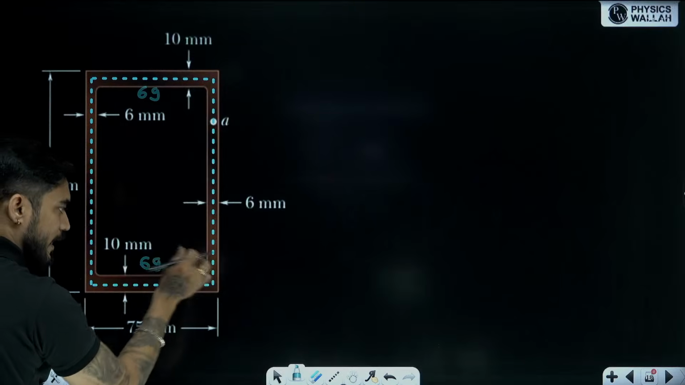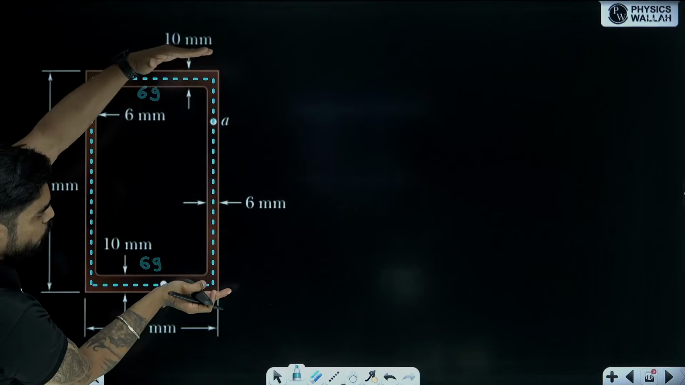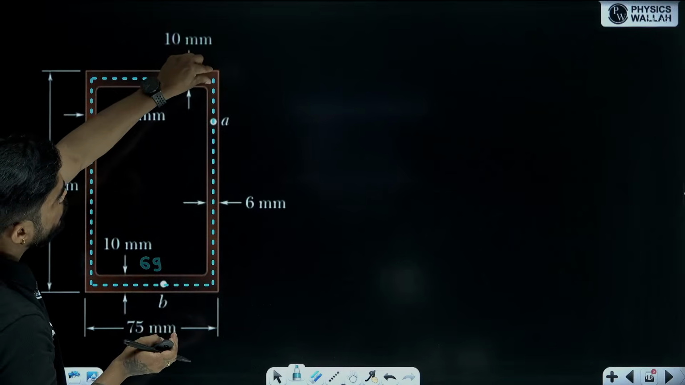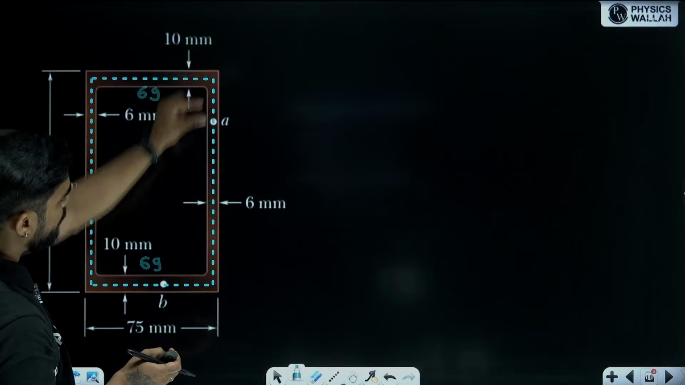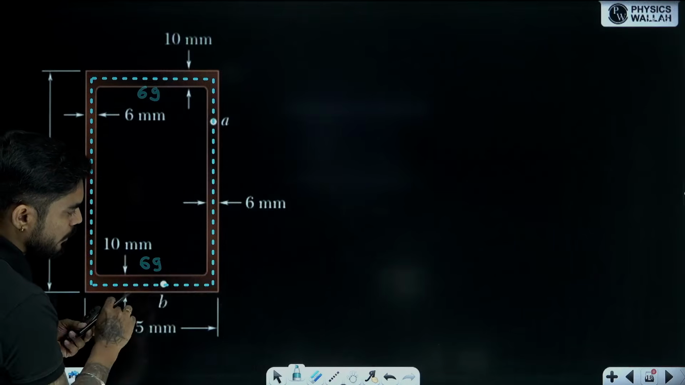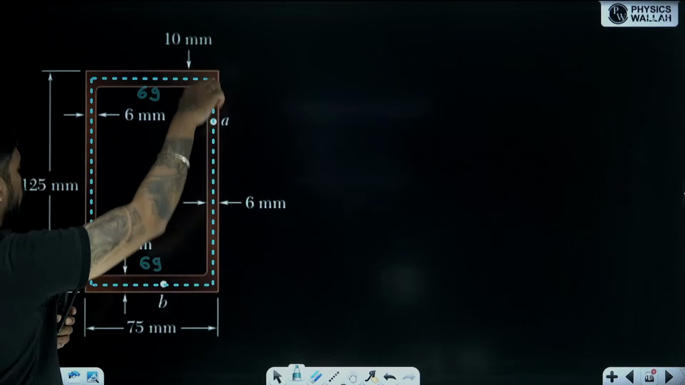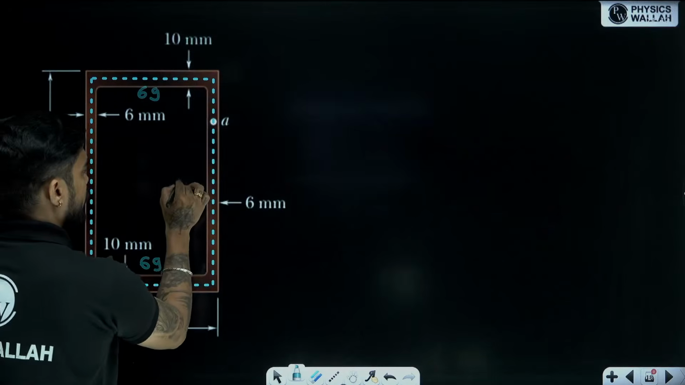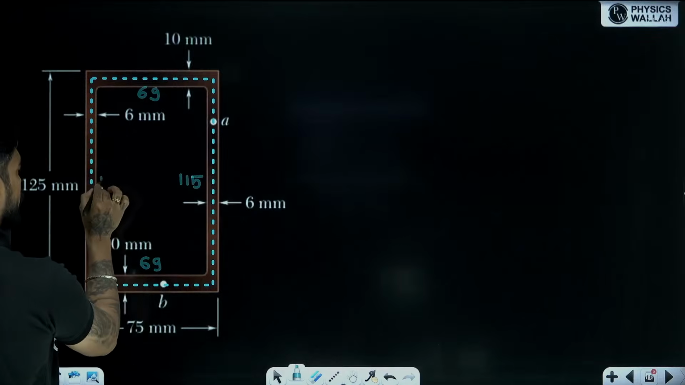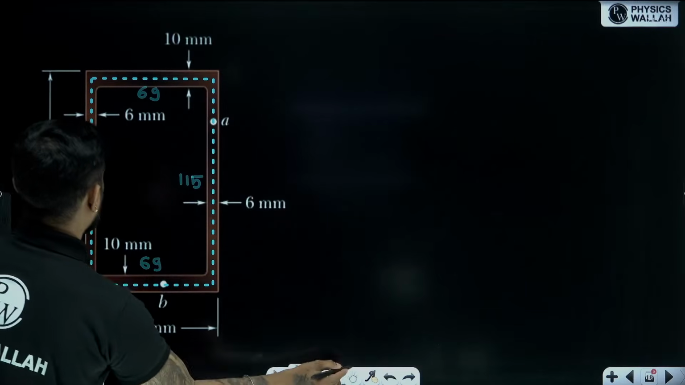Then how much will this vertical line be? This is 125. Then this small distance is going to be 5 mm, half of 10, and this small distance is also 5 mm. So 125 minus 5 minus 5, 125 minus 10, 115. This will also be 115.